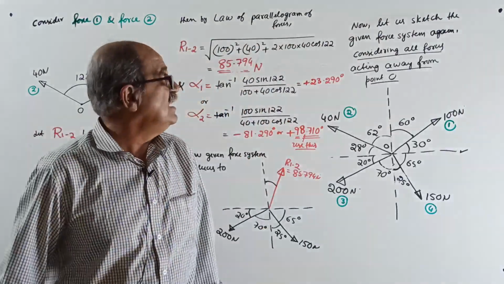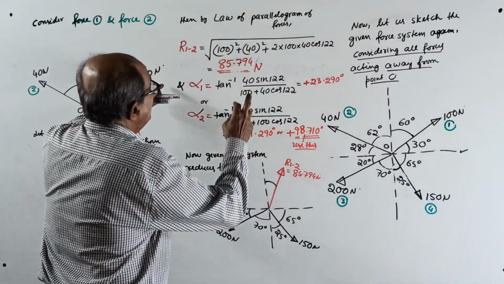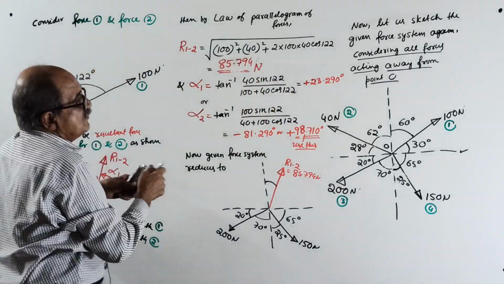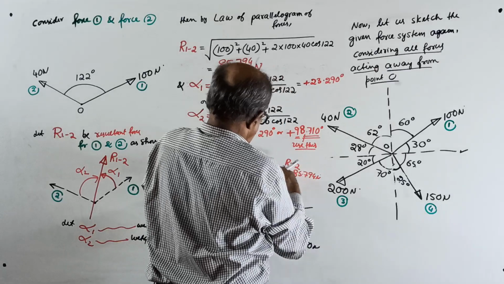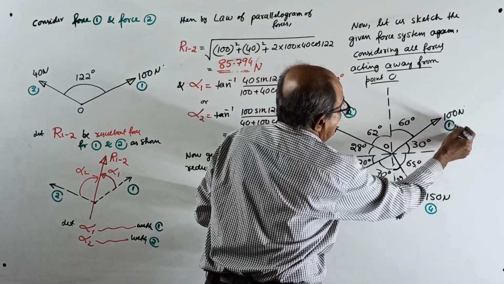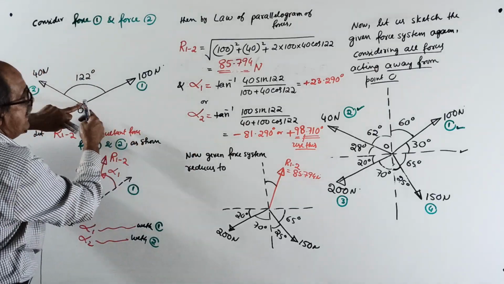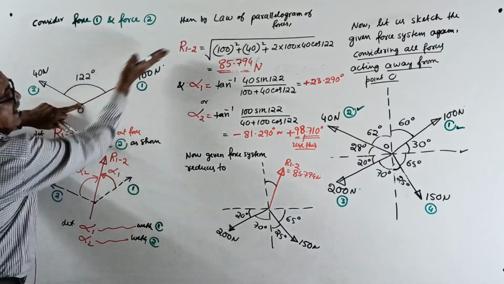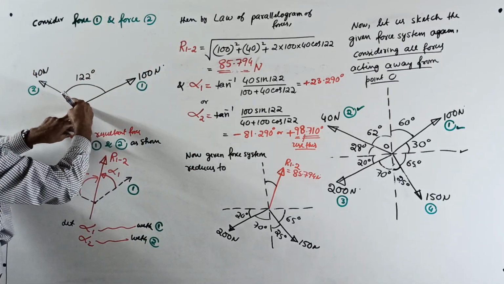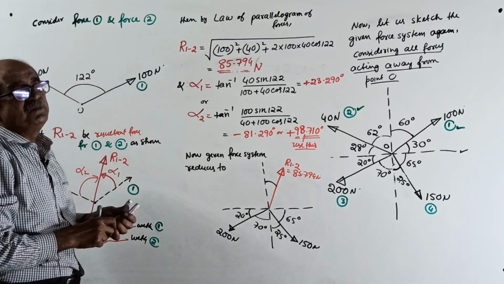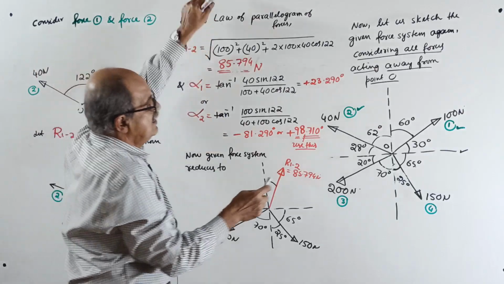Now, correctly observe what I tell. Consider force 1 and 2, that is, this force 1 and this force 2. See here, one joint O or point O. Force 1 is 100 Newton, force 2 is 40 Newton. This angle you require. I told you always mark the angle less than 180.